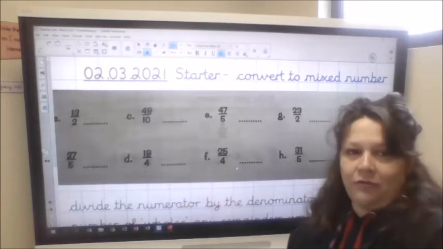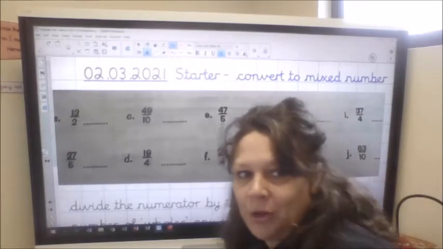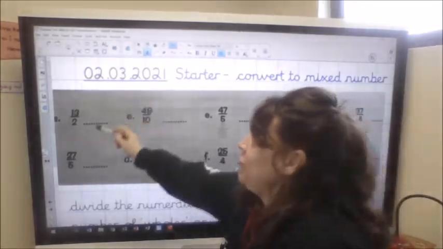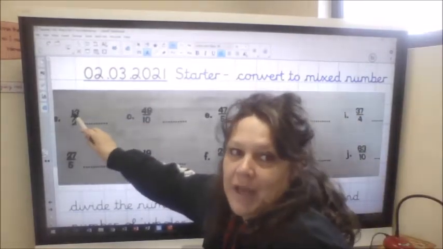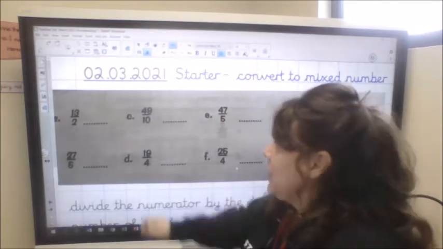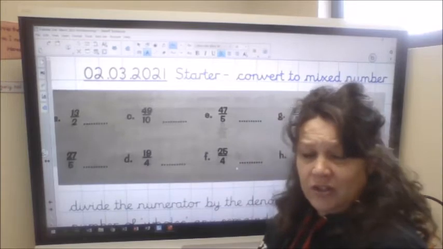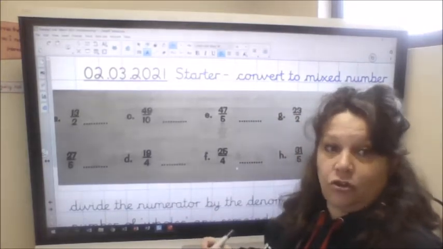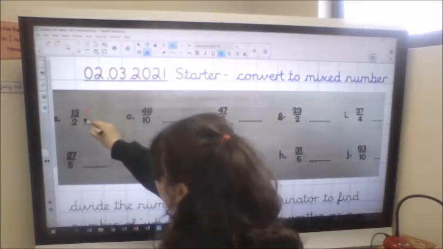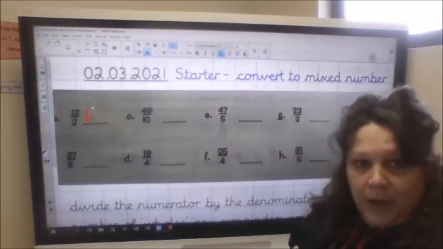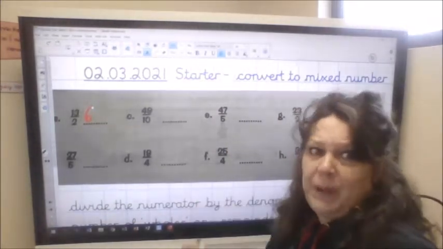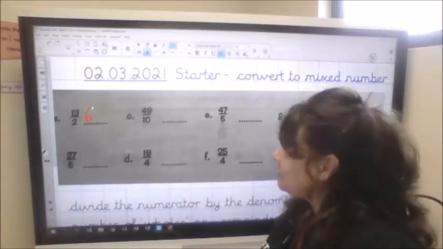We've got a little aide-mémoire at the bottom, but first of all, we divide the numerator by the denominator. So here we've got 13 over 2. So 2's into 13 goes 6, which is 12. So we know we've got 6 wholes, okay? It could be 6 whole pizzas, all right?